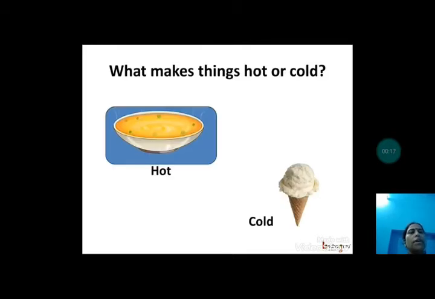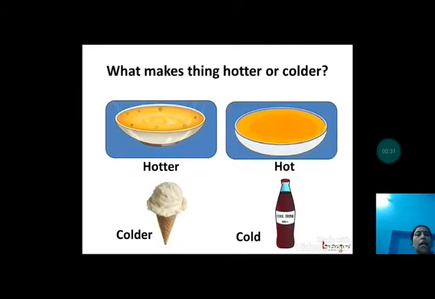So we often see that the soup is hot and the ice cream is cold. But have you ever wondered what makes the soup hot and the ice cream cold? Some objects are hotter than the others, while some objects are colder. As you can see in this picture, the soup on the left side is hotter than the soup on the right side, and the ice cream is colder than the cold drinks. So what makes them hot or cold?